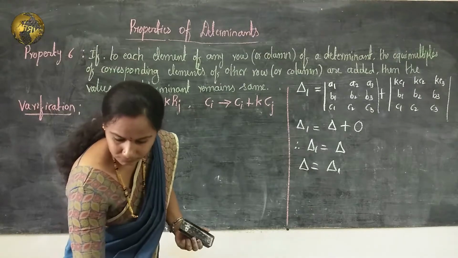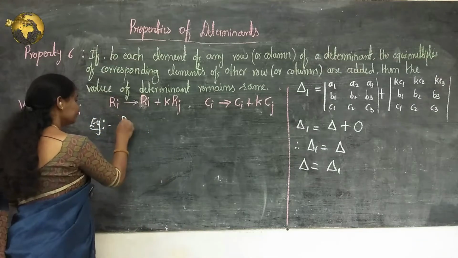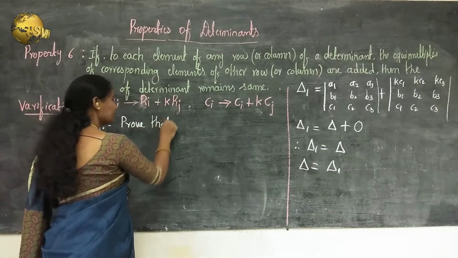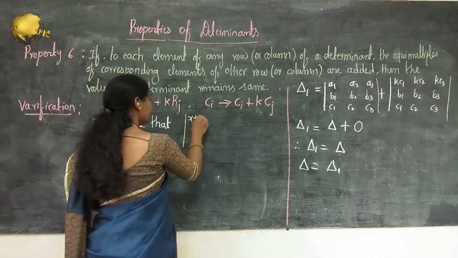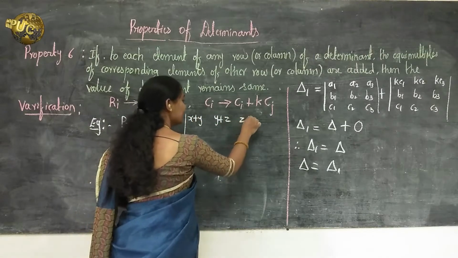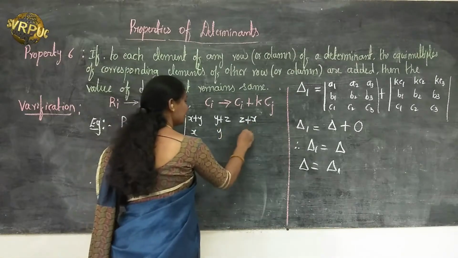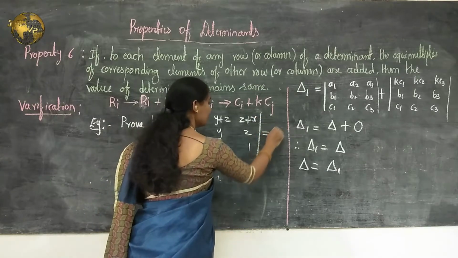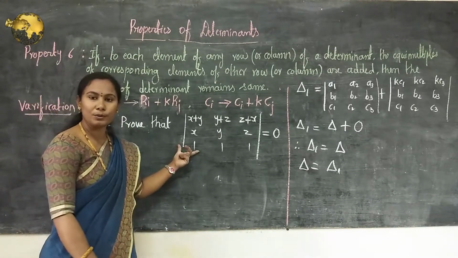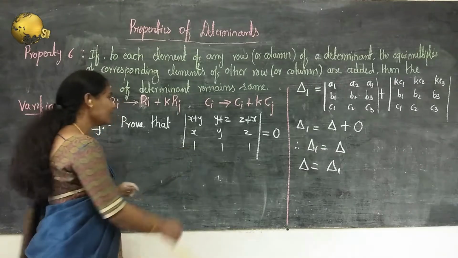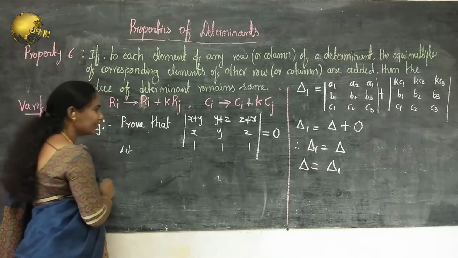Example. Prove that the determinant of x plus y, y plus z, z plus x, x, y, z, 1, 1, 1 is equal to 0. So we have to prove this without expanding, by using the properties. Let me take the determinant as delta.